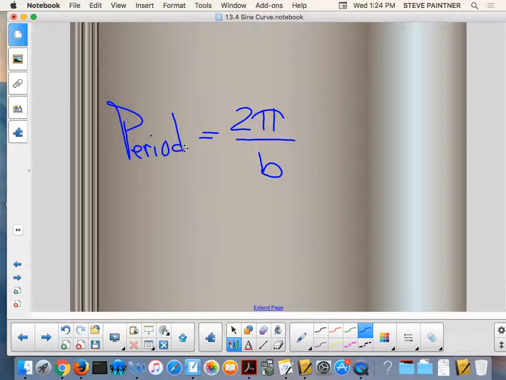Amplitude is 3. Okay, that we took care of. The period is pi over 6. Where would you put pi over 6? In for period. Guys, if the period is pi over 6, put it in for period. Pi over 6 equals 2 pi over b, and your job is to solve for b. That's all you have to do. If I tell you the period, put it in for period, and you know the period is always equal to 2 pi divided by b.